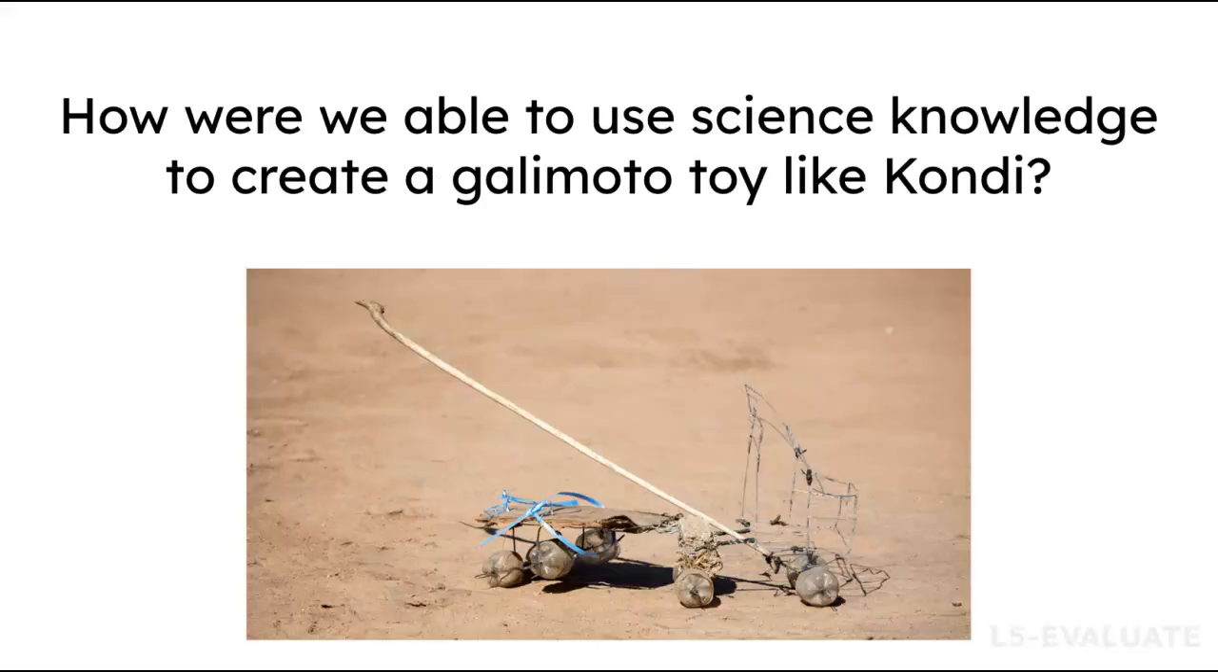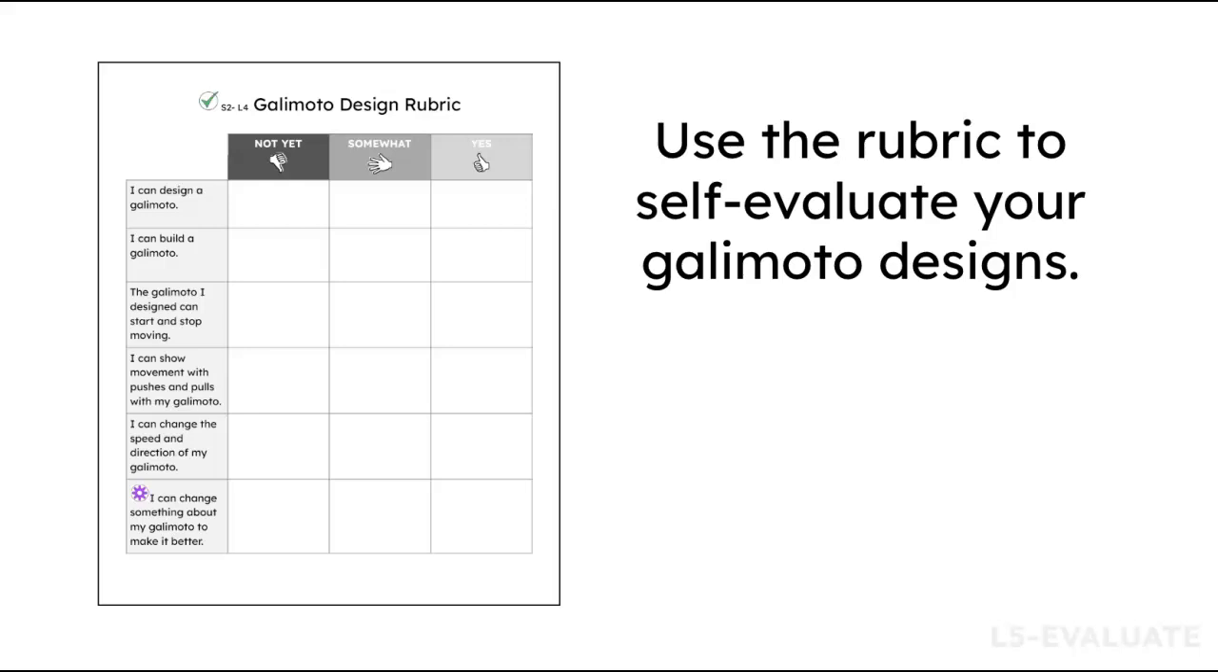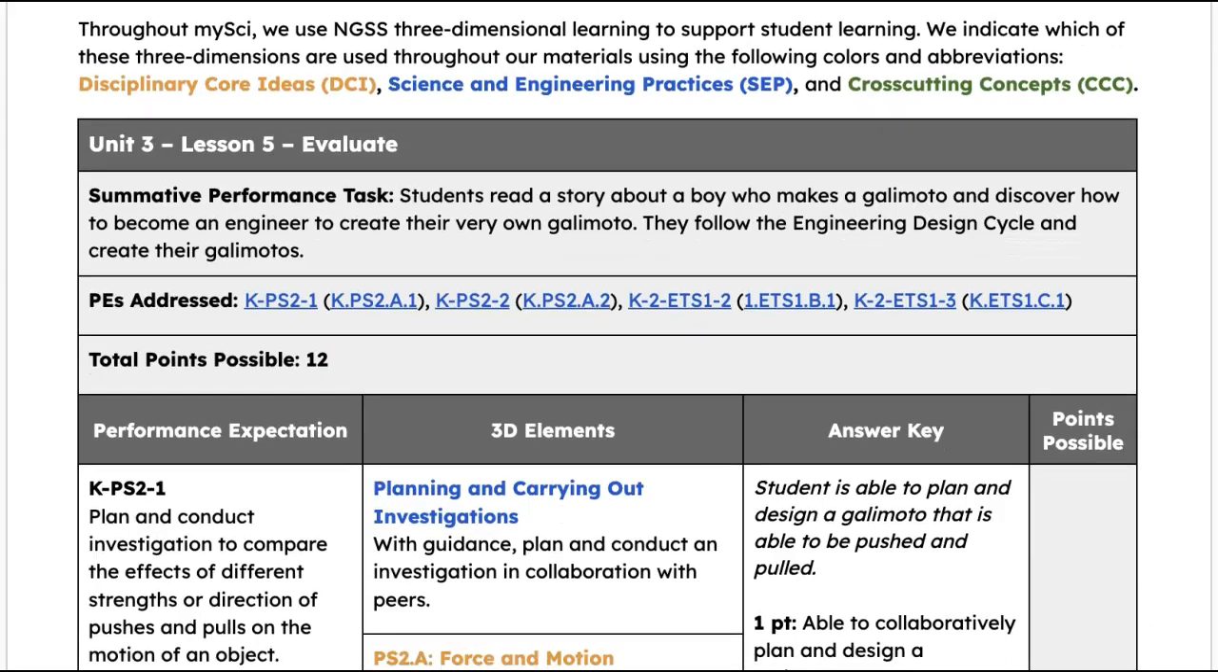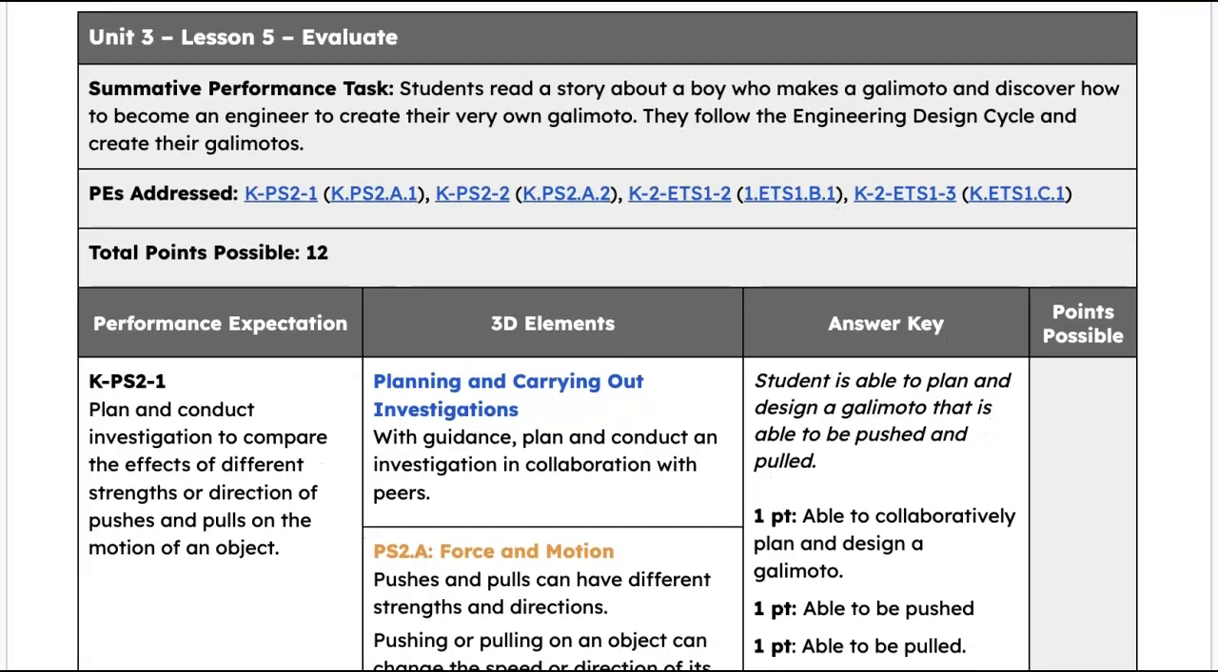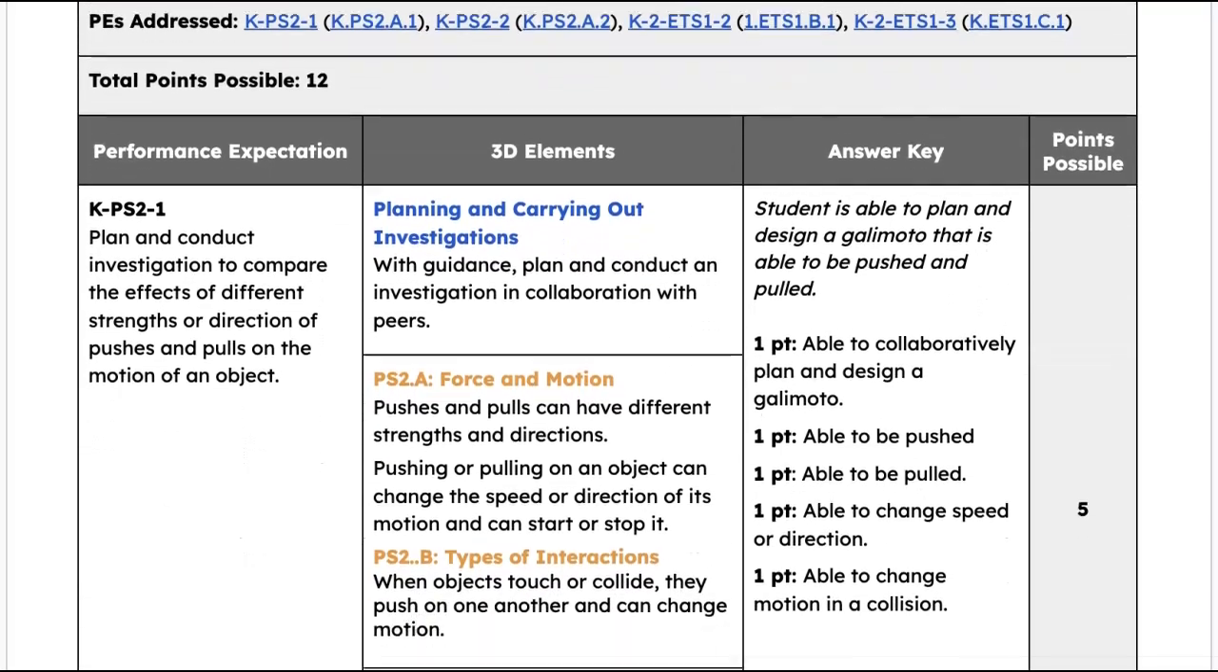For the Evaluate portion, you'll discuss the Galimoto designs with the class. You'll ask students how they were able to use science knowledge to create a Galimoto toy like Condi. You'll have students reference the Galimoto Design Rubric student journal page to self-evaluate their Galimoto designs. You'll use the Summative Performance Task rubric to assess students' Galimotos.